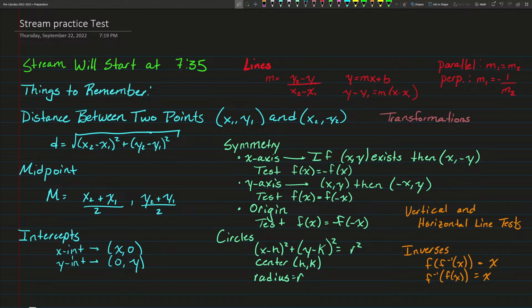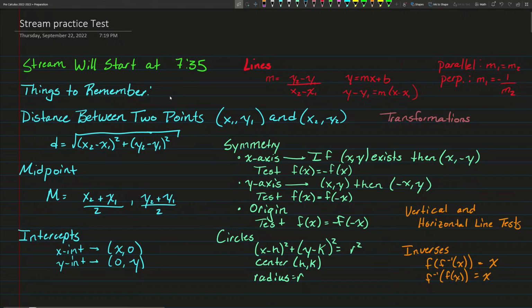Okay, so just a couple things before we actually start. Distance formula, midpoint formula, what intercepts actually mean. Symmetry, equations of lines, circles, inverses, vertical and horizontal line tests, and parallel and perpendicular lines, as well as transformations, which is where I started to run out of room. But you should all have those in your notes, and they're also all in the book. So if push comes to shove and you really need to go back and look at those notes specifically, go back to the book. I think that was like 1.6 and 1.7. But they'll be there for you, okay?